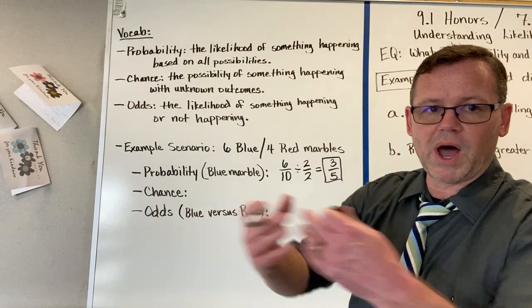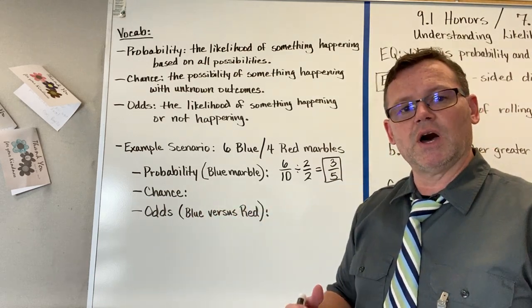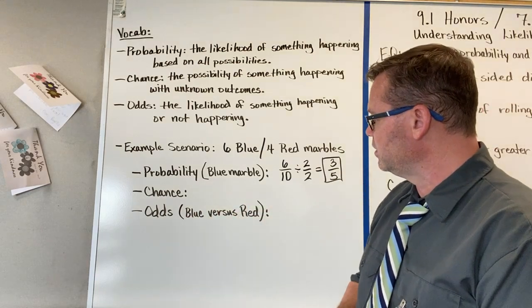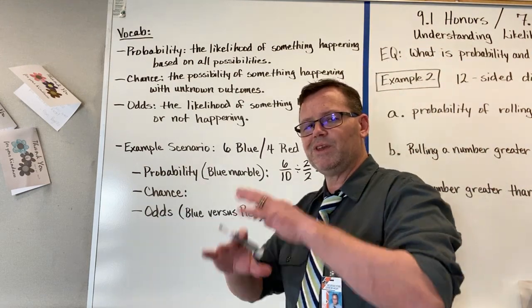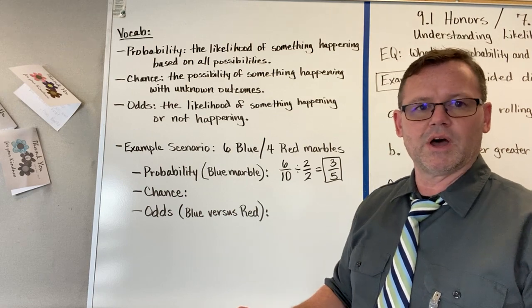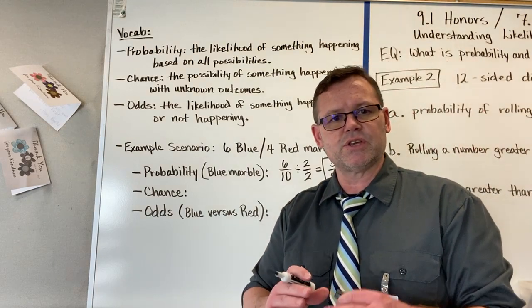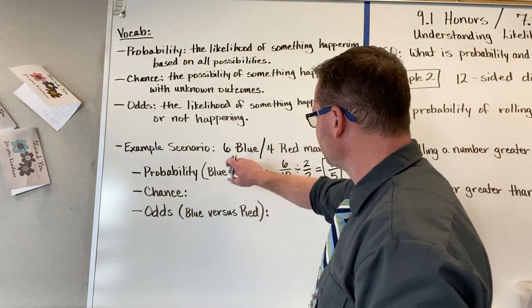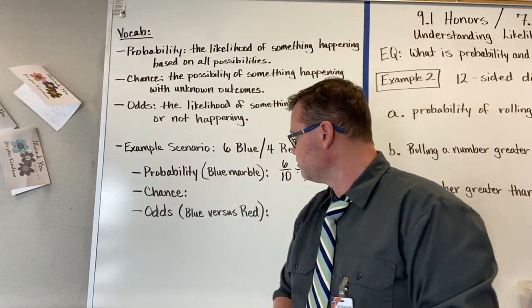So that's the way we figure out probability: the possible positive outcomes based on the whole amount. If it were chance, guys, we wouldn't even know there were marbles. We wouldn't even know there was a bag. We wouldn't know what's going on. Chance is just simply chance, and so this does not apply to this scenario.